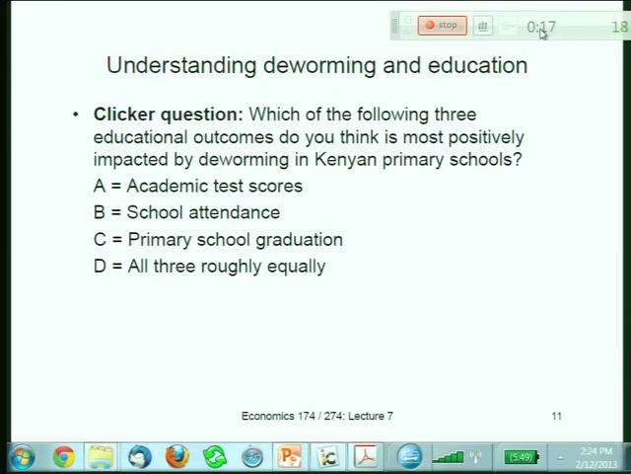That's fine. Go ahead. Don't try to get back in the mindset you were in a week ago. Just answer what you know now. That's fine. But I want to get people's views on this, because maybe not all of you have done all the readings or done them very carefully. So the options are academic test score, school attendance, primary school graduation, or all three roughly equally, whatever that means.